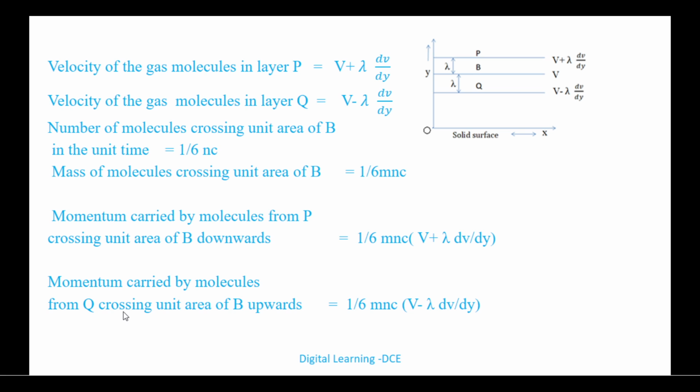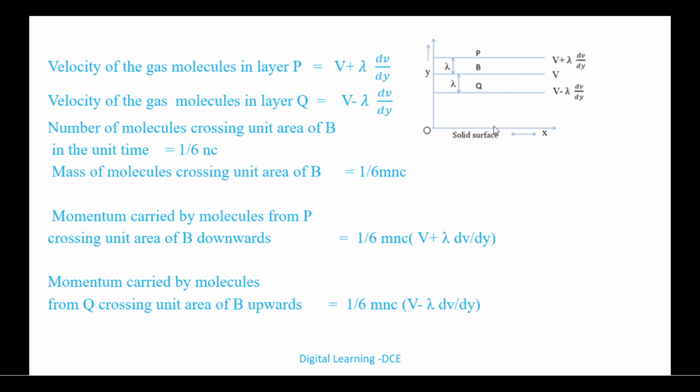Similarly, the momentum carried by the molecules from the layer Q crossing unit area of layer B in the upward direction is equal to mass times velocity. The velocity of the molecules of this layer is V minus lambda dV by dy, and the mass is 1 by 6 mNc. Mass into velocity gives the momentum carried by the molecules from the layer Q crossing unit area of layer B in the upward direction.